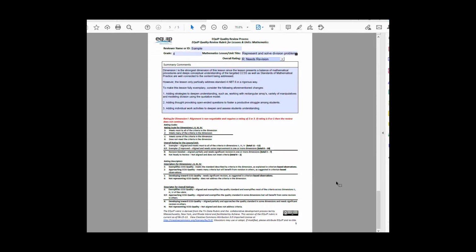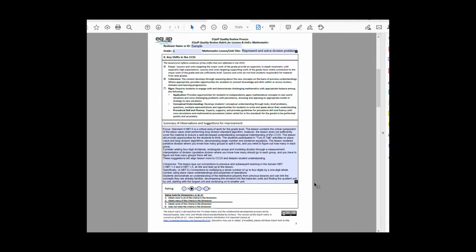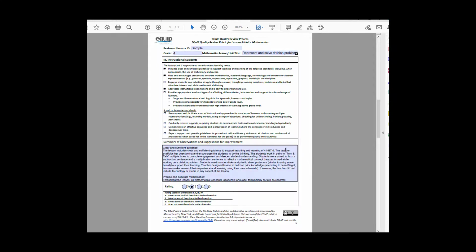If I were going to go through this real quickly, in the first alignment, I showed that she was aligned. She met all the criteria for the dimension. For the second one, for key shifts, looking at focus, coherence, and rigor, I show that she met many of the criteria for the dimension. For the instructional supports, I found that she had a lot of the criteria that she met, but she could have improved the productive struggle for students by asking them more extended questions. I didn't see a lot of differentiation.